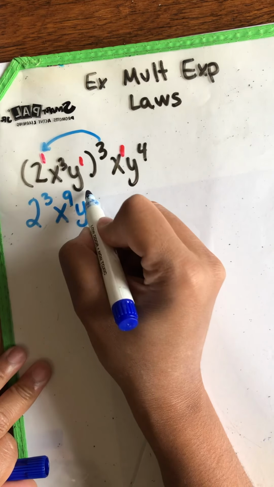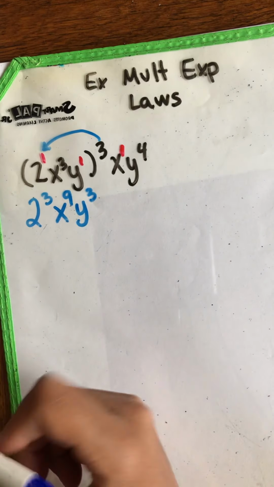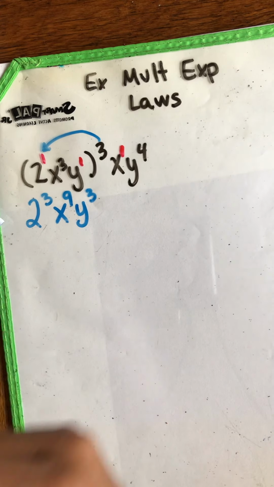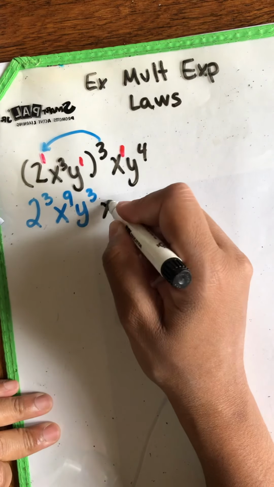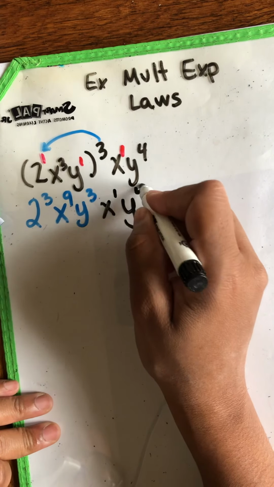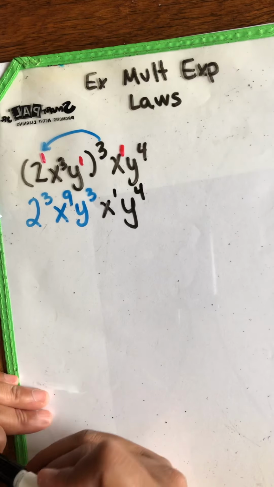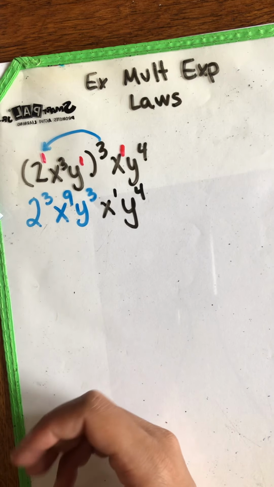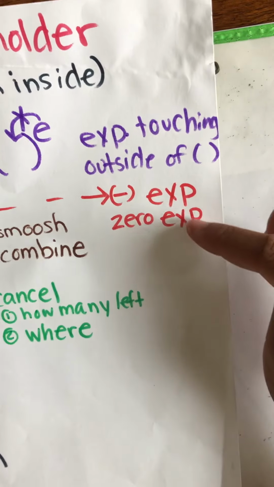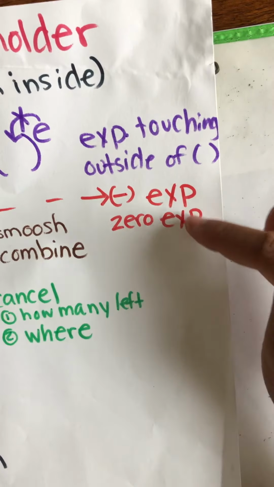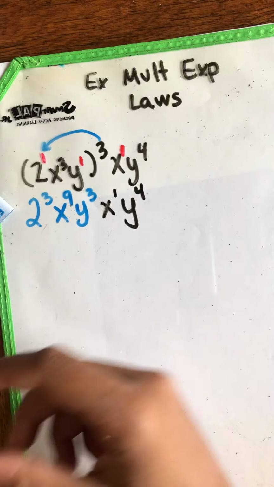This changes to 9, this changes to 3. The x to the first, y to the fourth at the end does not get the exponent because it's not inside the parentheses. The next thing, I don't have any negatives or zeros. We're not on that yet, but I do have some things I can combine under the M category.